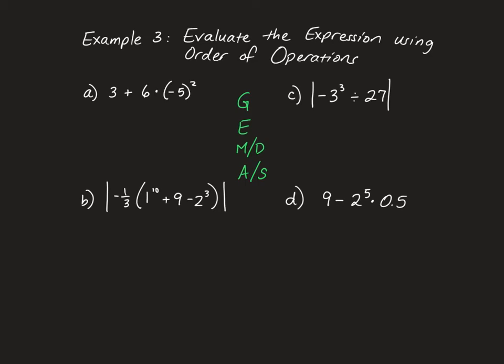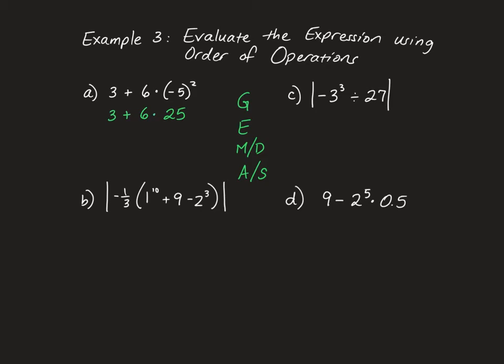The first thing I need to do for letter A is my exponent, because I don't have any groupings in this problem, so my exponent comes next. So let's simplify negative 5 squared. Negative 5 squared is negative 5 times negative 5, so that would be positive 25. I still have 3 plus 6 multiplied.